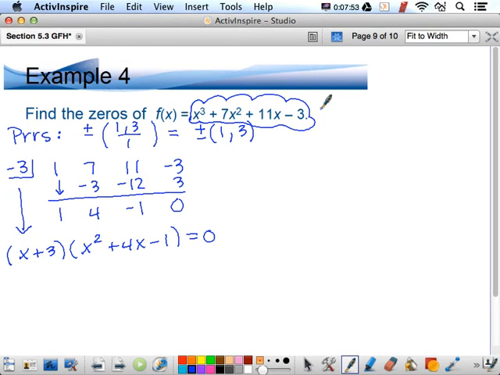Once you have it down to quadratic, even though that quadratic won't factor, you don't have to do synthetic division anymore. You can just what? Quadratic formula. Once it drops to quadratic, you just solve each one separately. So this one we know is negative 3. And this one we're going to perform the quadratic formula on.